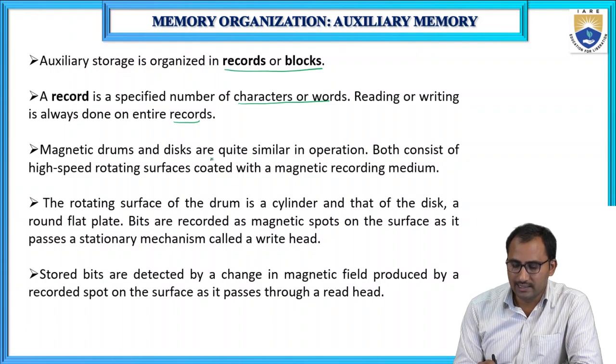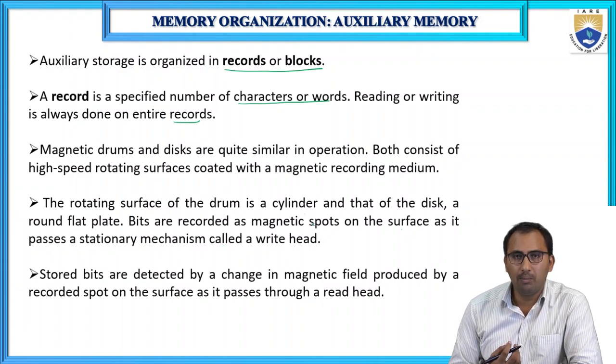Magnetic drums and disks are quite similar in operation. Both consist of high-speed rotating surfaces coated with a magnetic recording medium. The rotating surface of the drum is a cylinder, and that of the disk is a round flat plate. Bits are recorded as magnetic spots on the surface, which has a stationary mechanism called a read-write head. Always the bits are stored on these tracks, and using the read-write head we either read or write the data on that particular track.